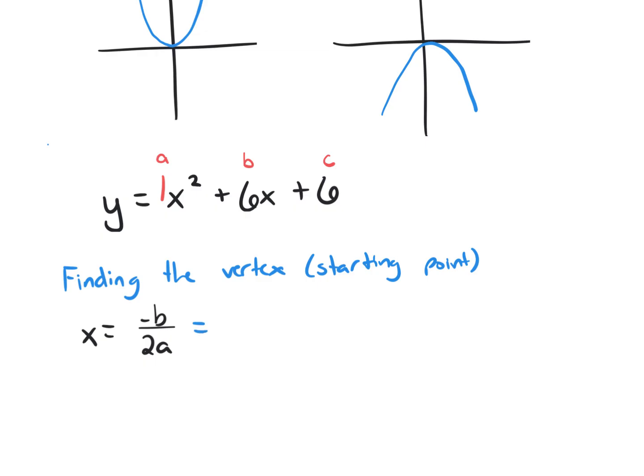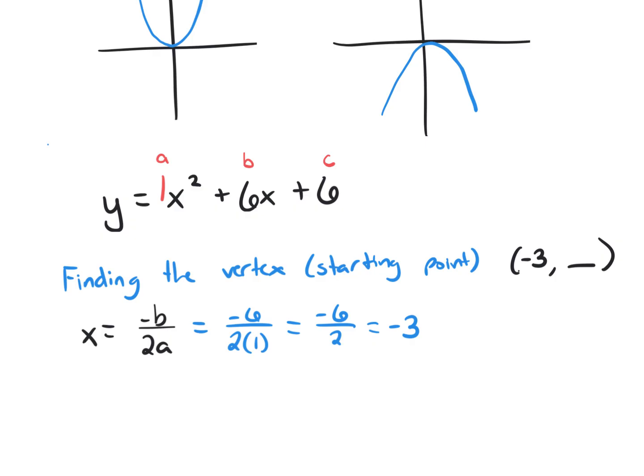What is b? 6, so we get negative 6 over 2 times what's a? 1. So we get negative 6 over 2. What's negative 6 divided by 2? Negative 3. Okay, so our vertex, right now, we know our x value equals negative 3. What am I missing? We're missing the y. Does anything on our screen right now or on your paper tell us what y equals? No. 6, because of C.